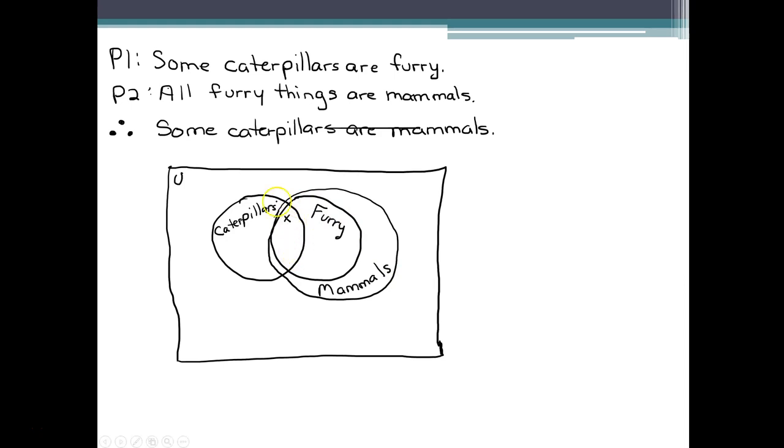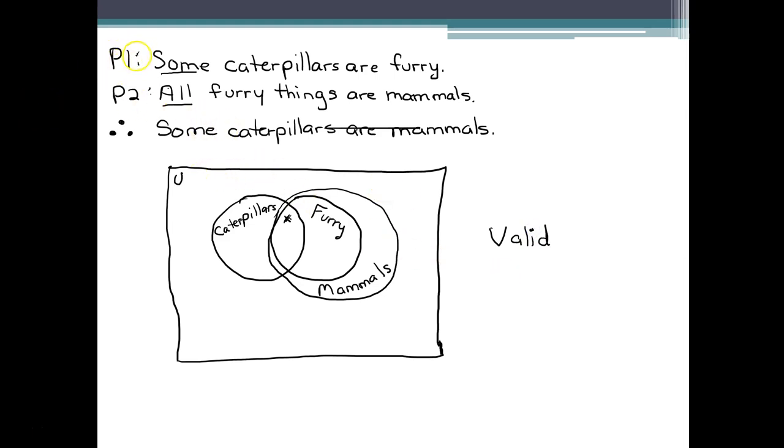So all furry things are mammals. If you have the word some, it's an overlap; all, it's a nested circle. So the furry thing circle has to be inside the mammal circle. So based on that, can we conclude that some caterpillars are mammals? Even though in real life that's not true, can we conclude that based on our two premises? Well, yes. Yes, we can. Because we have some caterpillars that are furry, those caterpillars are going to fall inside that mammal circle, because the entire furry circle is in the mammal circle. So even though it goes against your real life judgment, we have to say this argument is valid.